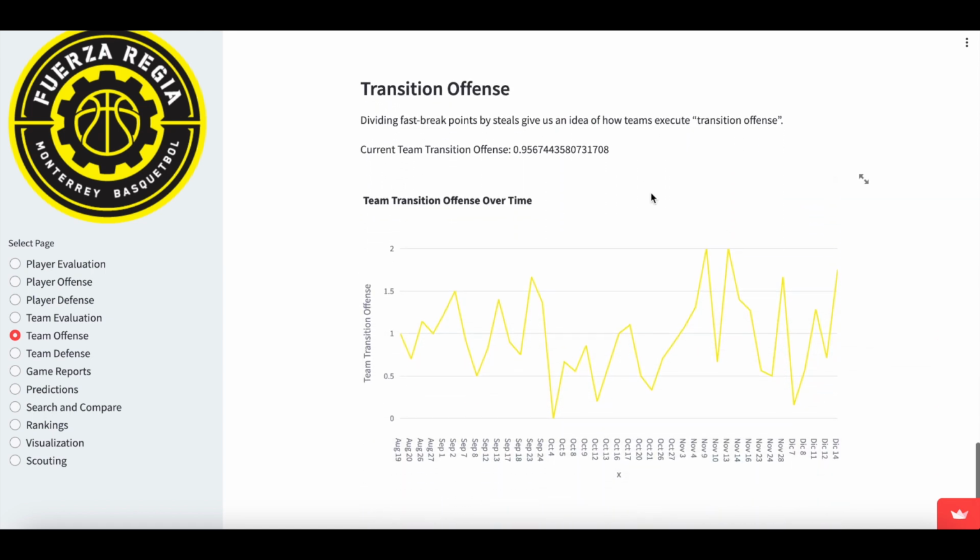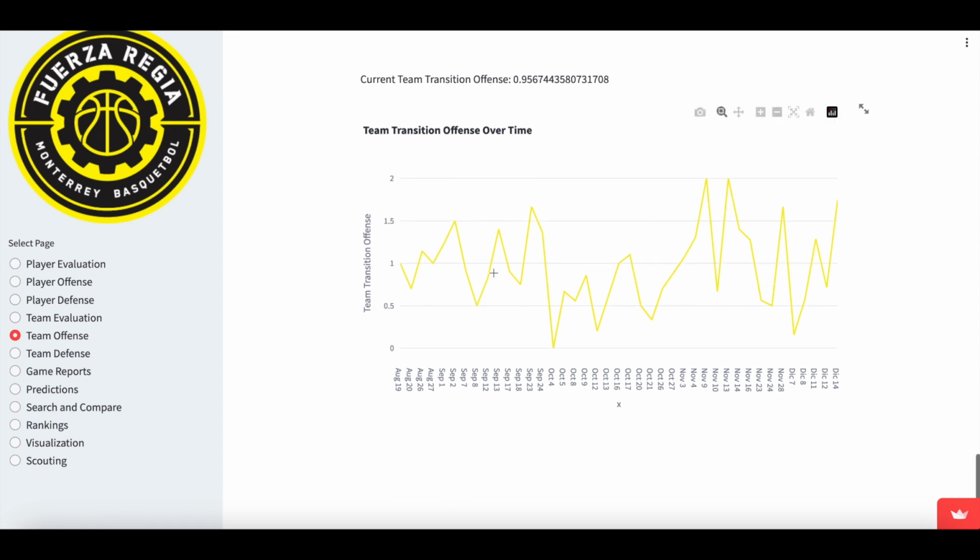We show also transition offense, which is a very simple metric that you can obtain by dividing fast break points by steals, and this metric gives us an idea of how teams execute transition offense, also represented with a line graph.